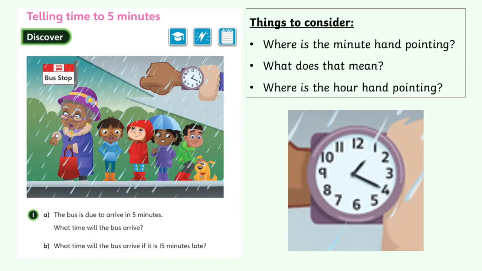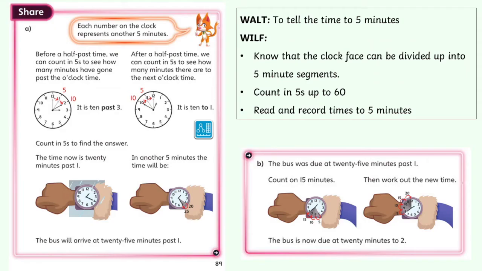Let's share our Walt and Wilf and then our answers. Today's Walt, to tell the time to 5 minutes. And to do that, we're going to need to know that the clock face can be divided up into 5-minute segments. We're going to need to be able to count up in fives, and that's going to let us read and record times to 5 minutes.